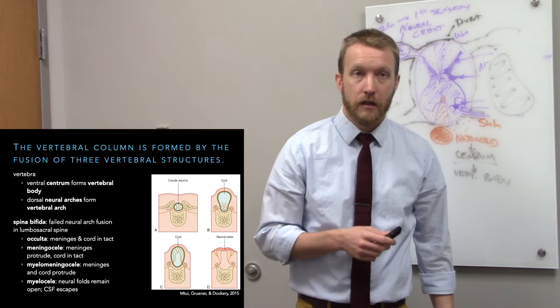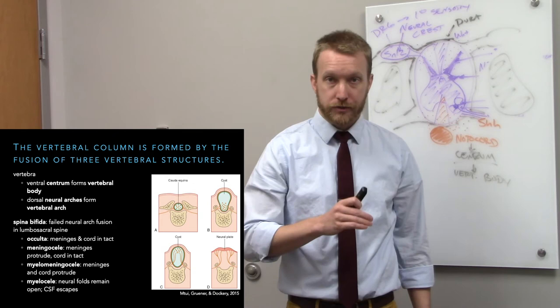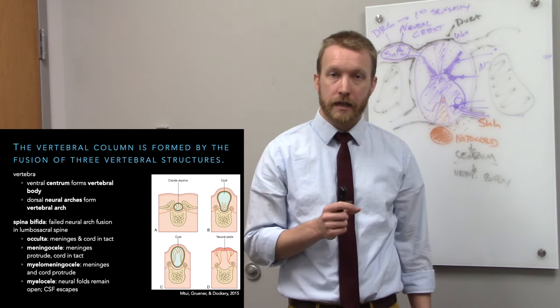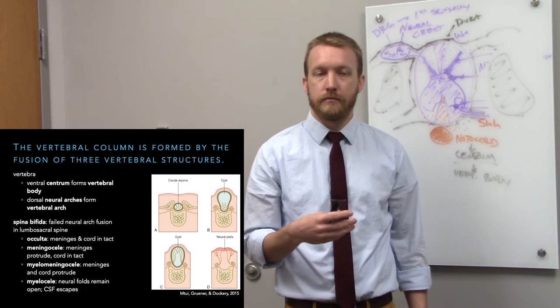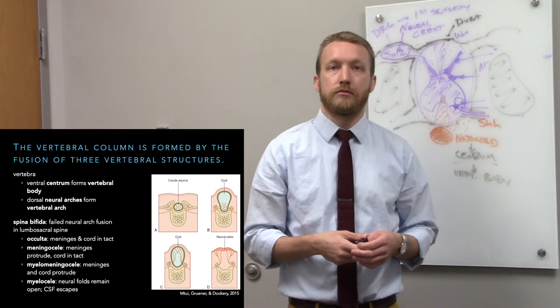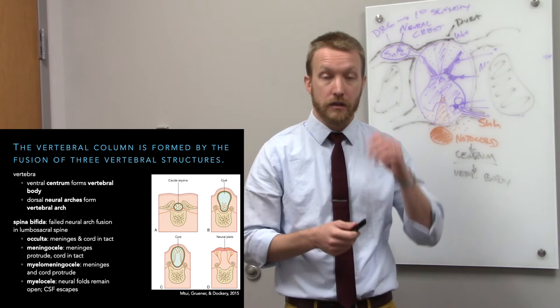Then we have the other three, and we're going to go from best to worst. So with meningocele, the meninges protrude, but the spinal cord remains intact, so we haven't affected any nervous tissue, just the meninges. But this can be a problem. You can have damage to the meninges, and that can, of course, affect nervous tissue as a result. Might be more prone to infection, so this is something that needs to be addressed. There's a cyst that needs to be repaired surgically.